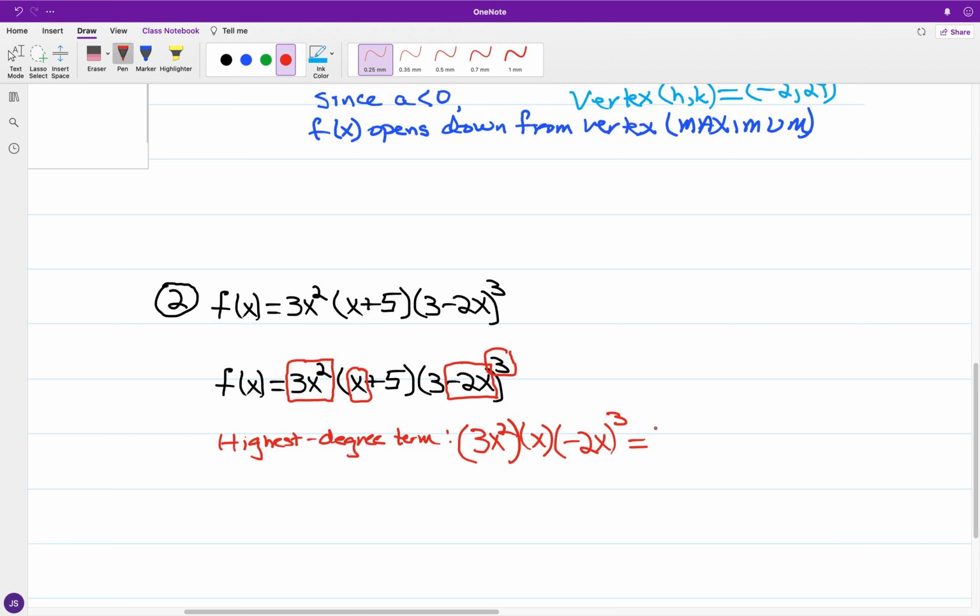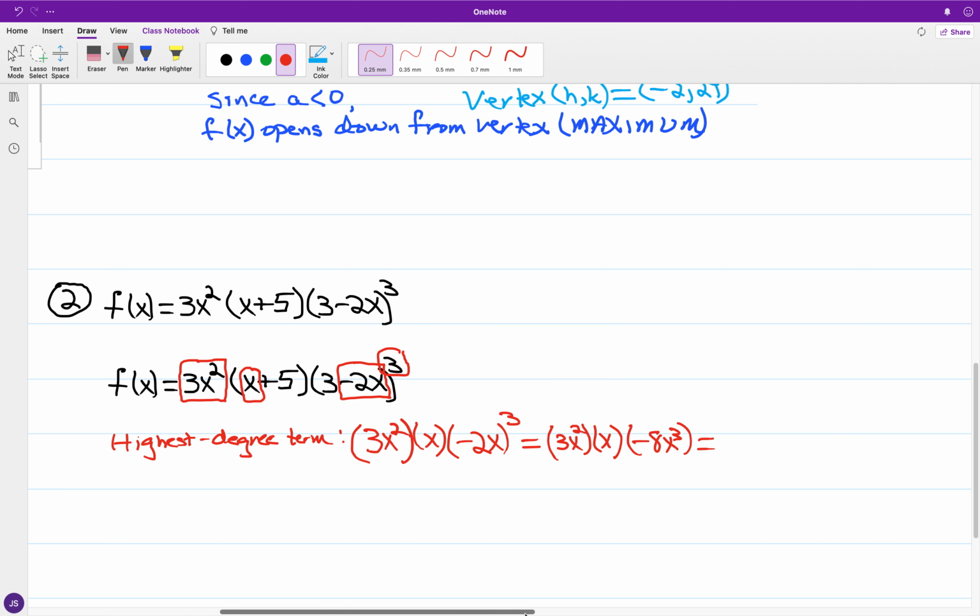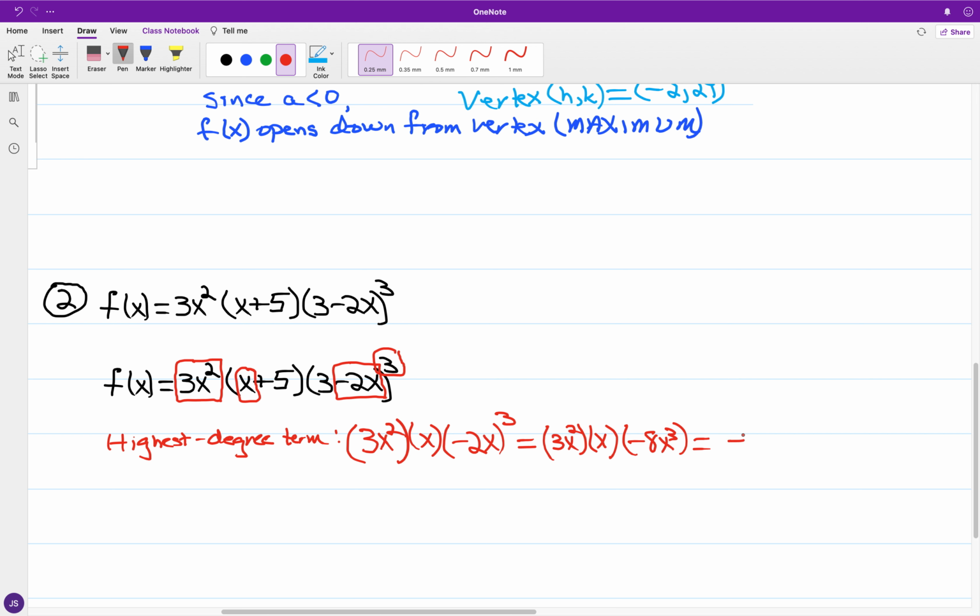And so following through, we still have 3x squared times x, and if I cube -2x, -2 cubed is going to be -8, and x cubed is x to the third. So for the highest order term, we've got 3 times -8, which would be -24. x squared times x is x cubed, and then multiplying by x cubed, this will come out to x to the 6th.